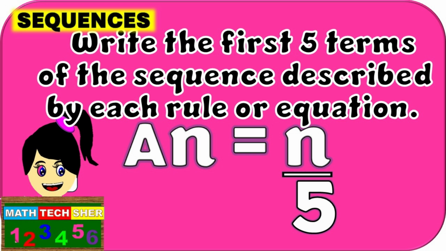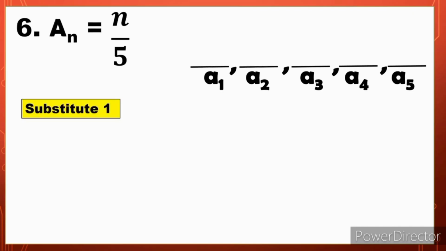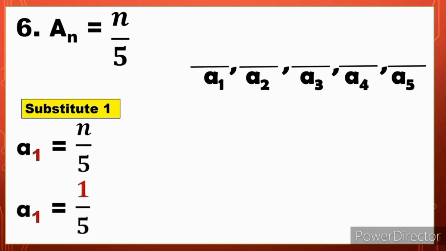Sa video na ito, ituturo ko sa inyo kung paano kunin ang first 5 terms. A sub n equals n over 5. So, find the first term, substitute 3. Now, we have a sub 1 equals n over 5. So, papalitan natin yung n ng 1, so it becomes 1/5. 1/5 is in simplest form, so yan na po yung first term natin, 1/5.